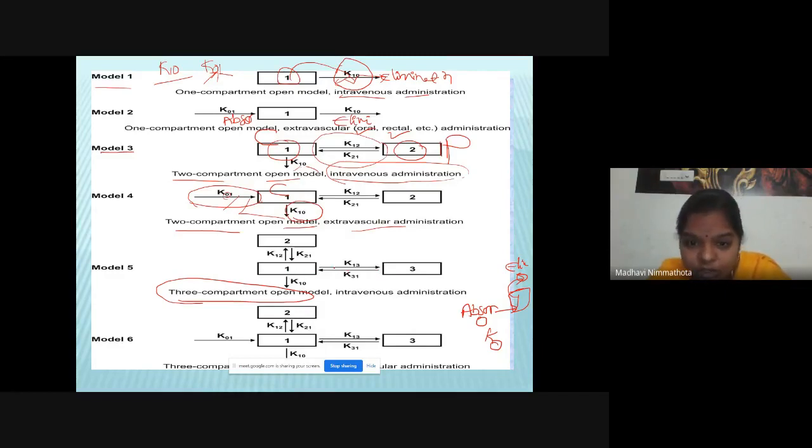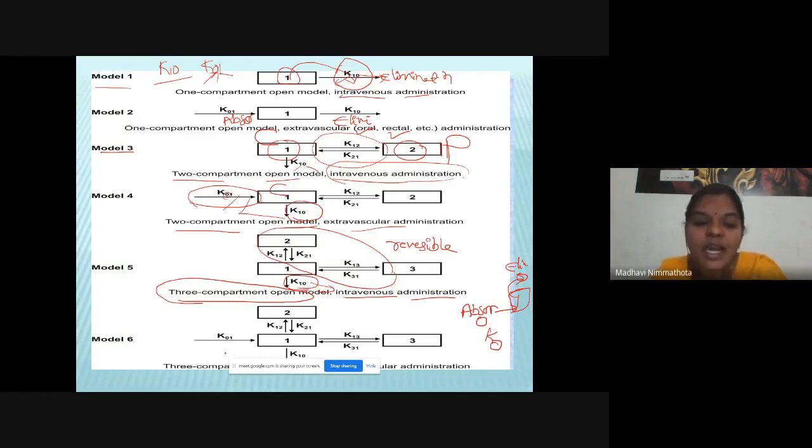Just concentrate on 1, 2, 3 or 2, 1, 2, 2. See here, 1, K12, 2, K21. And here the constants are K13 and K31. The transport or the movement of drug will be reversible, right? Reversible to each compartment. Here the drug moves from 1 to 3 and here 1 to 2. And then coming to this K10, because this is an intravenous administration, there is no absorption. That's why your constant is elimination here. So you have to write K10.